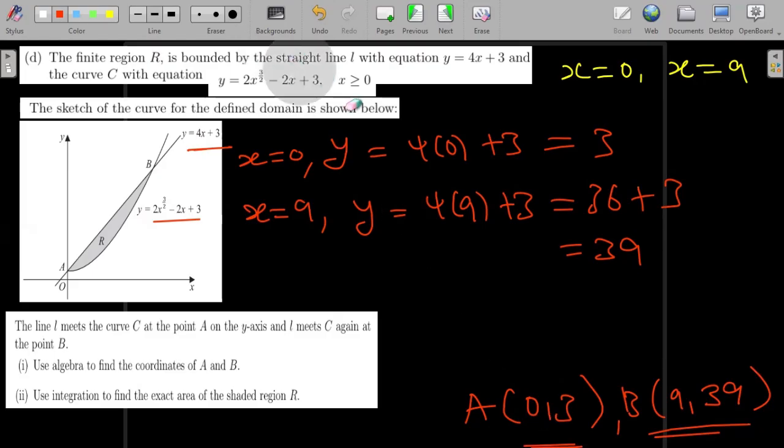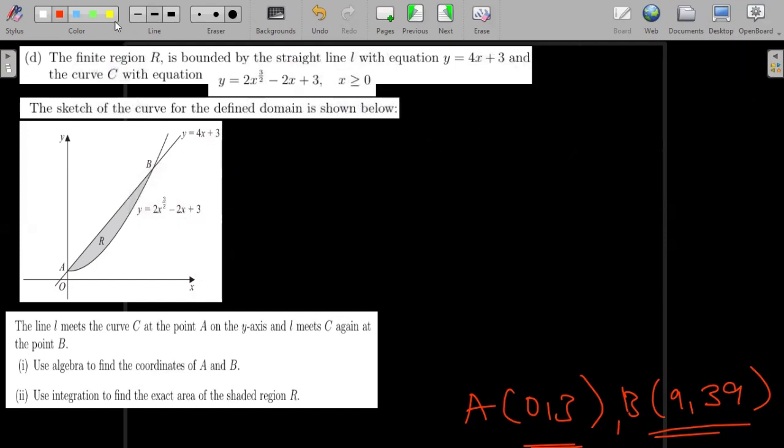So now we move to the next question. They're saying use integration to find the exact area of the shaded region R. So this region is between these two points here. If we were to use calculus here, then the area of the shaded region will be the area under the line that is above, minus the area under the curve that is below. So if we were to find the area from this point to this point here, the area that is below this line will be this whole area here.